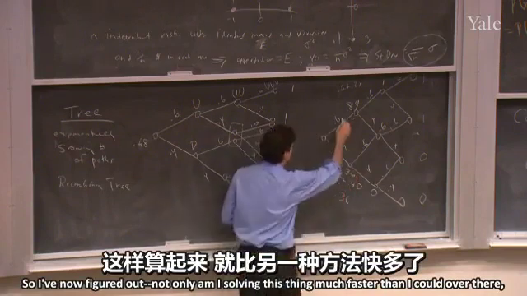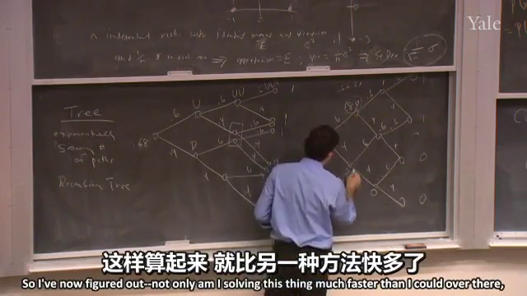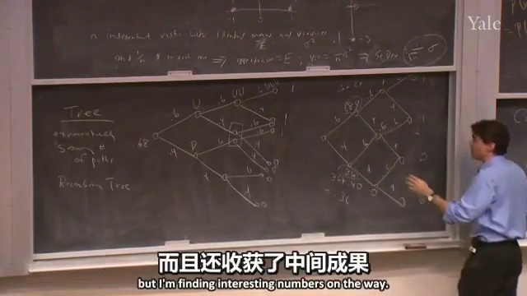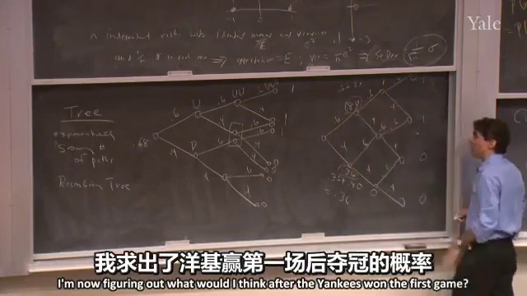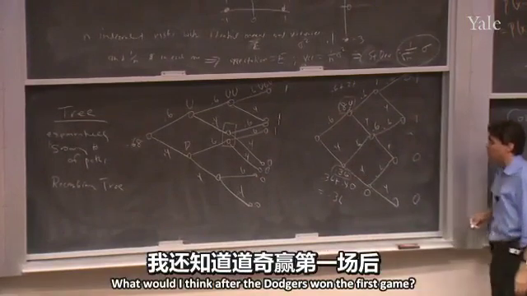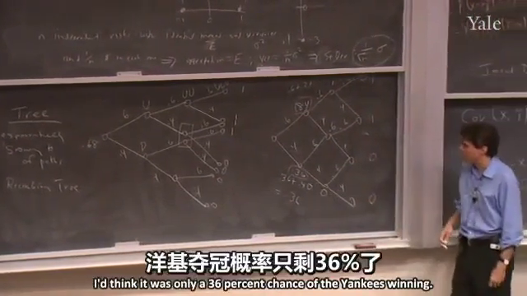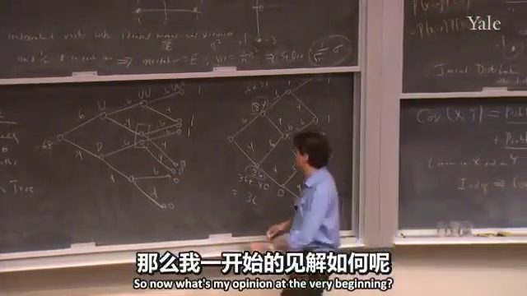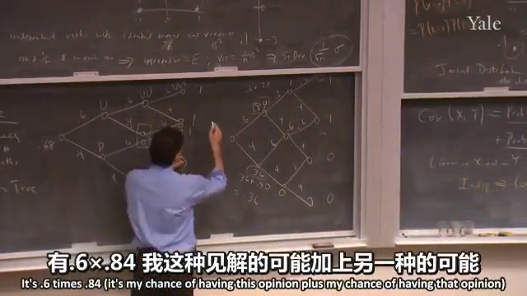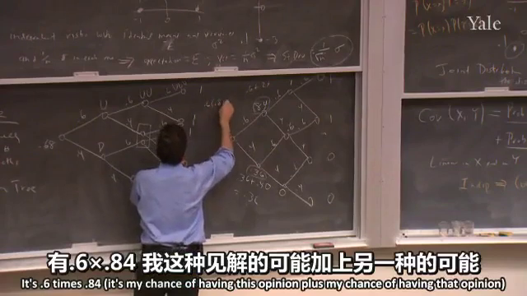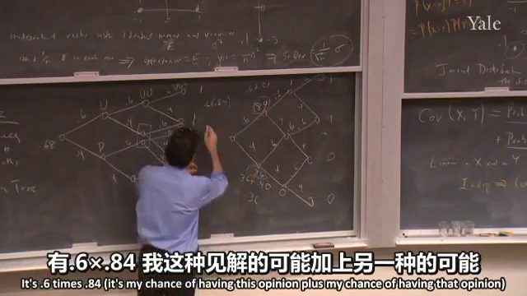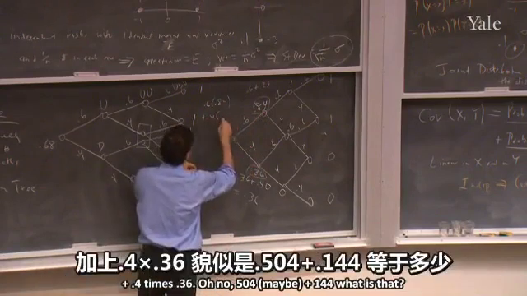Okay, so I've now figured out, not only am I solving this thing much faster than I could over there, but I'm finding interesting numbers on the way. I'm now figuring out, what would I think after the Yankees won the first game? Well, now I think it's 84%. What would I think after the Dodgers won the first game? I think it was only 36% chance of the Yankees winning. Okay, and so now what's my opinion at the very beginning? It's 0.6 times 0.84. It's my chance of having this opinion plus my chance of having that opinion, plus 0.4 times 0.36.